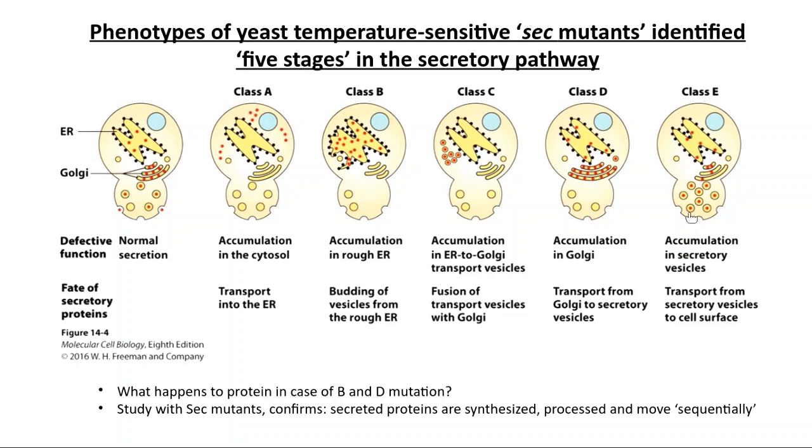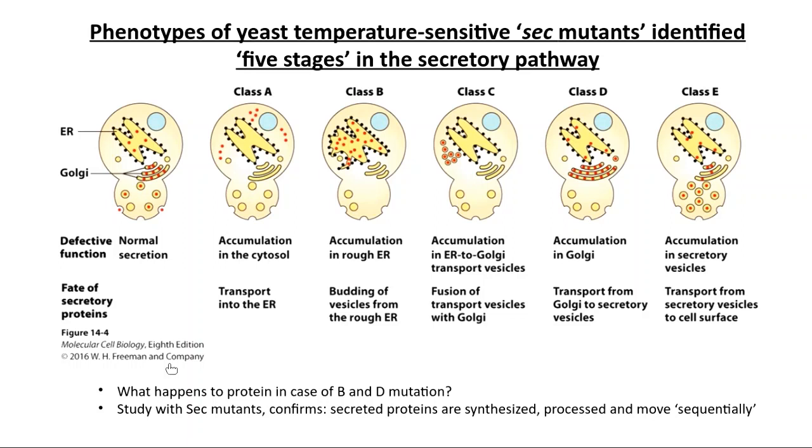So from all these 5 mutants, and they are all in chronological order. From here, the protein goes here. From here, the protein goes here. From here, the protein is supposed to go here, and then from here, go here, and stuff like that.